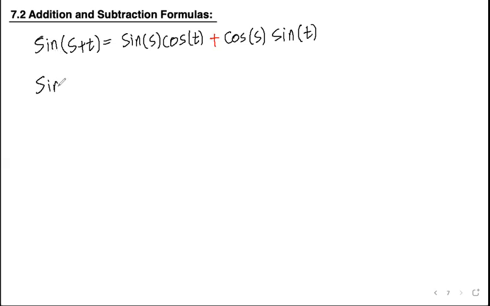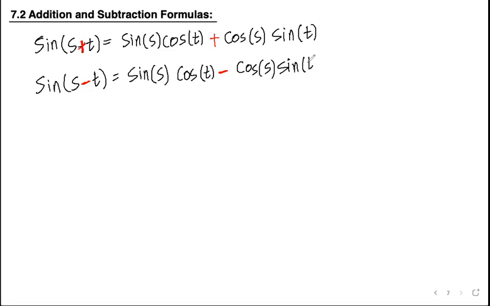Now for the sine of s minus t, it is equal to sine of s cosine of t minus, same, cosine of s sine of t. This is for the sine.